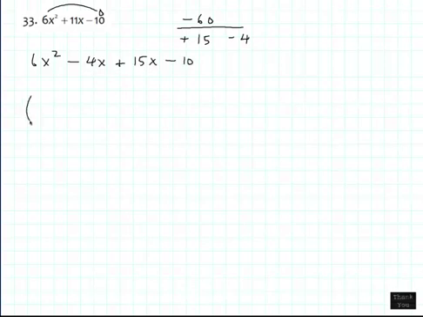Two sets of parentheses for the final solution. 6x squared and negative 4x have a 2x in common. 15x minus 10 have a 5 in common. Take the 2x from the 6x squared, you're left with a 3x. Take the 2x from the negative 4x, you got minus 2.